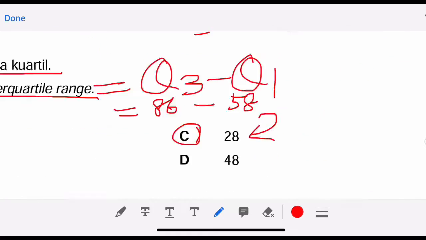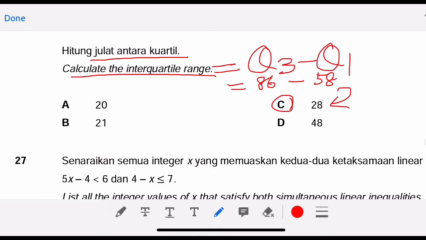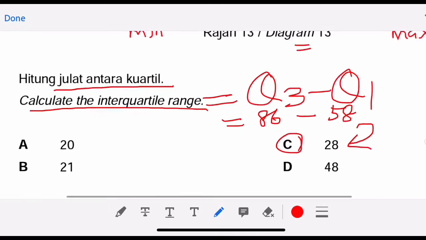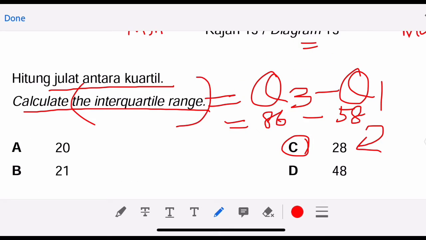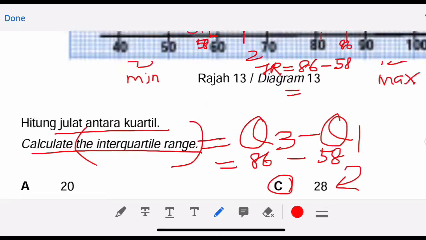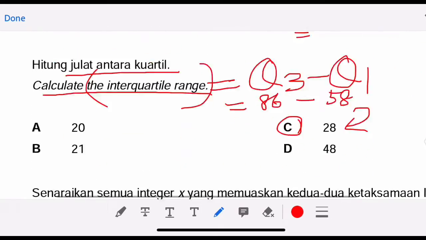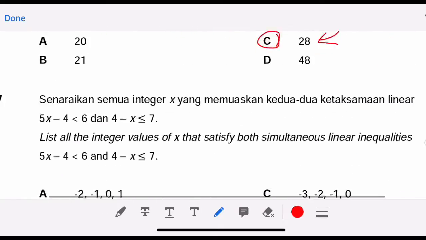Alright, this is about interquartile range. I'm sure it will be very popular in exam. Be very alert: interquartile range is Q3 minus Q1 from the box plot. Right? Okay, so we've completed 26.